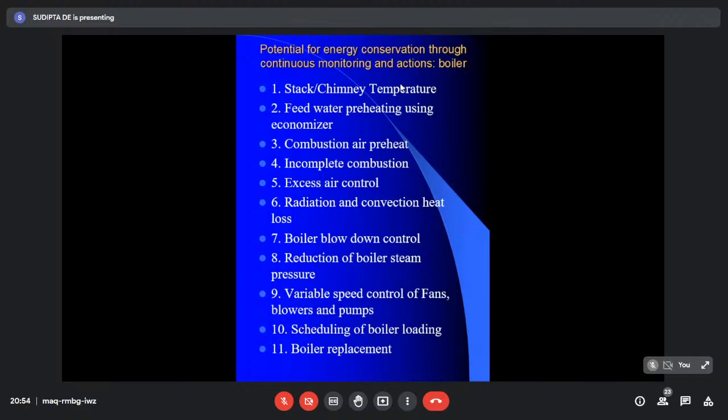So, how can you identify the incomplete combustion? Just write down: incomplete combustion means loss of some combustible parts of a fuel, and this causes overall inefficiency significantly.